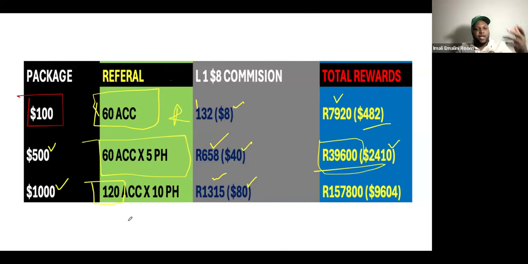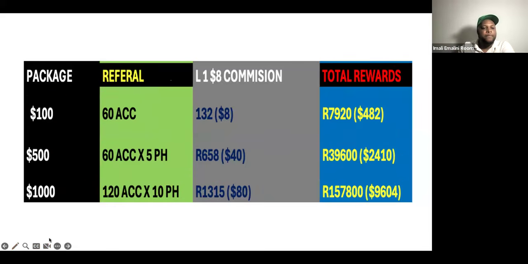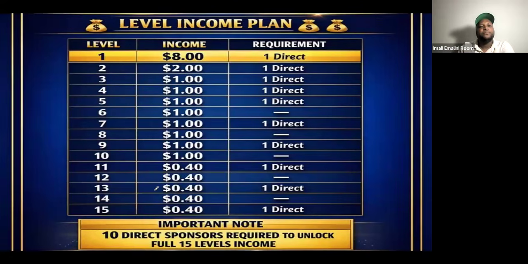Every leader is using 2 accounts, or they are PHing every 2 days. The limit is 5 times. 2 accounts make it up to 10 times. Now the total is $9,604 in rands, that is $157,800 to you. This is how you unlock your levels.